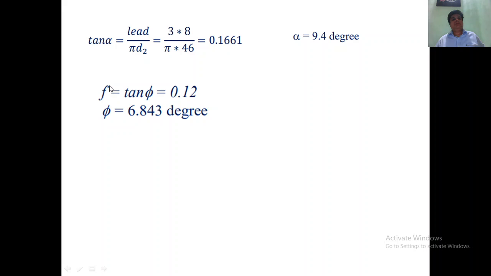And again, coefficient of friction is given. We can calculate the pressure angle. So the pressure angle is 6.843. So you can compare the helix angle and the pressure angle here. So helix angle is more than the pressure angle.